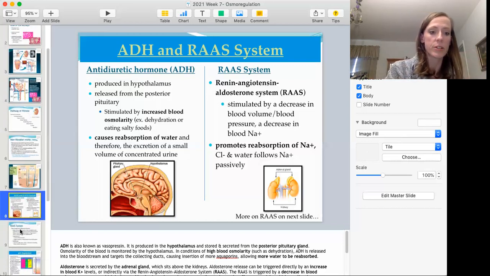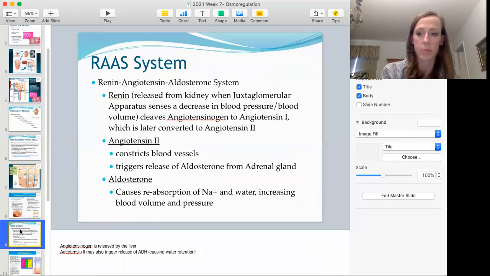All right, so let's move on to the next slide where I talk about this system just a little bit more. There's a little bit more detail involved in this system than with the ADH release. So we have another slide on this. So again, the renin, angiotensin, aldosterone system starts with renin, right? Renin is released from the kidney. And this happens when this structure called the juxtaglomerular apparatus is sensing a decrease in blood pressure or blood volume.